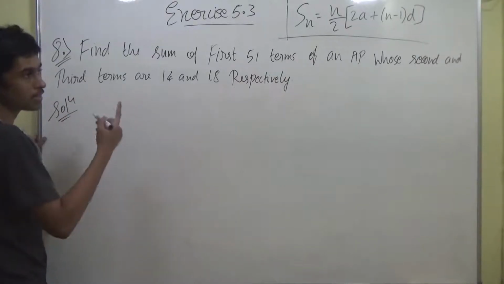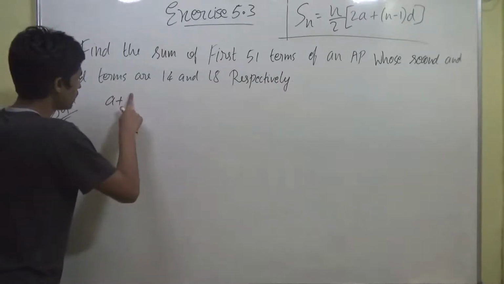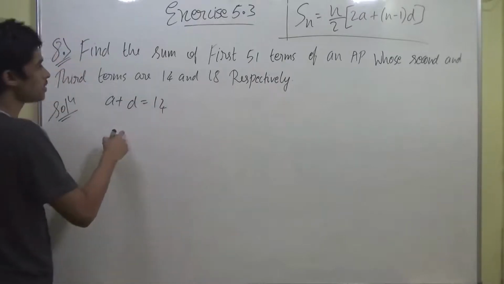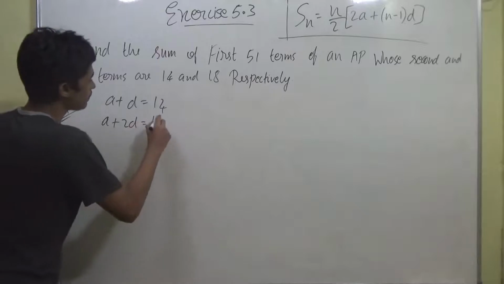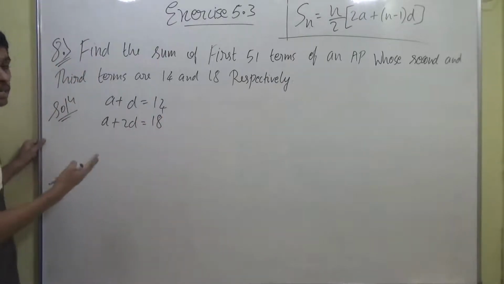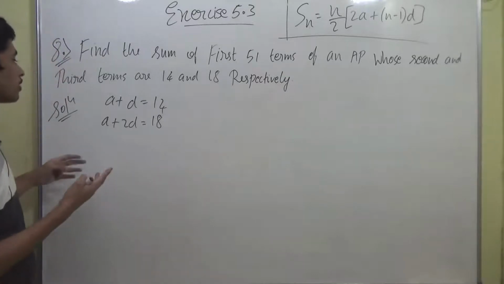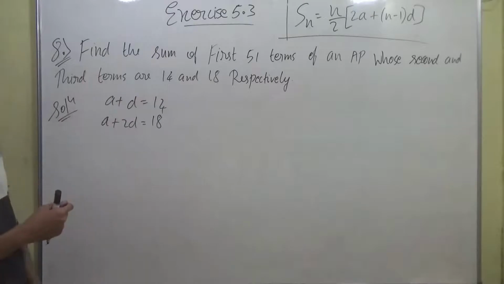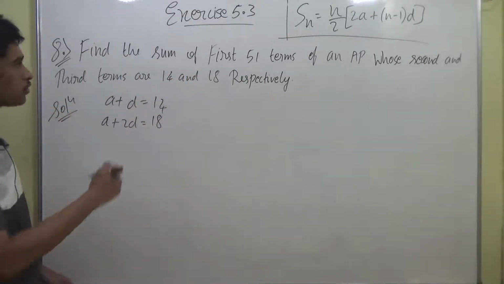So the second term is nothing but a plus d, right? So they are telling a plus d equal to 14. And the third term is a plus 2d, and a plus 2d is 18. Now we have to find the value of a and d from this pair of linear equations in two variables. When you solve them, you are going to get the value of d. After that, you will be able to find the value of S of n, using S of 51 in this question, using that S of n formula, right?